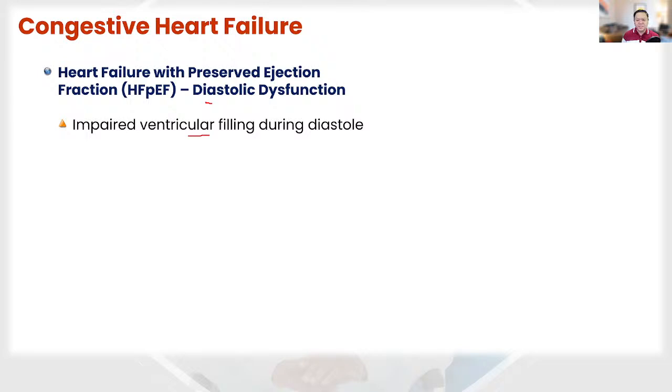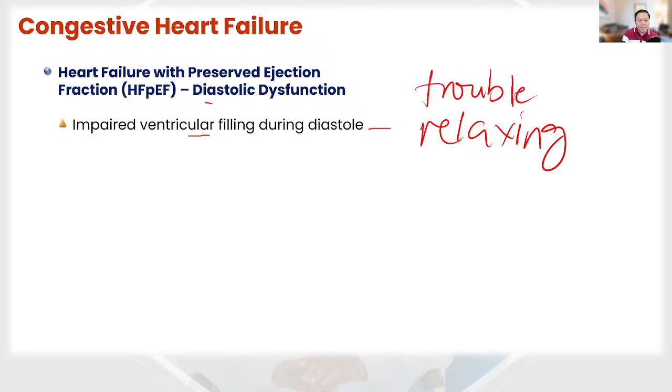So with this kind of problem, the heart has trouble relaxing, okay? That is the reason why the diastolic dysfunction will occur. Trouble in relaxing the chambers or the ventricles, okay? Because this is going to occur in the diastolic phase. Remember the diastolic phase, wherein the heart will relax and get ready with a new batch of blood for it to pump into the system.